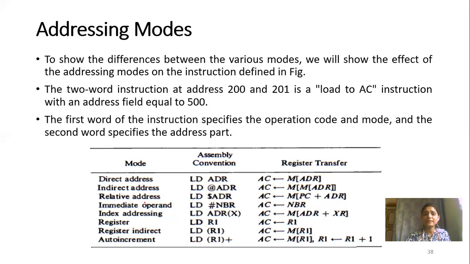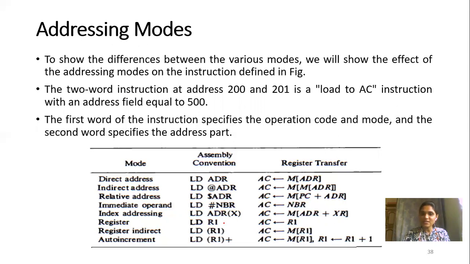Then relative addressing mode is represented by the $ sign, and in this relative addressing mode, the content of the program counter and the address field ADR that you have specified are added, and the content of the memory location which you find from this addition is stored in the accumulator. For immediate addressing mode, you will use the hashtag sign. So directly the content which you have represented after the hashtag is stored into the accumulator.